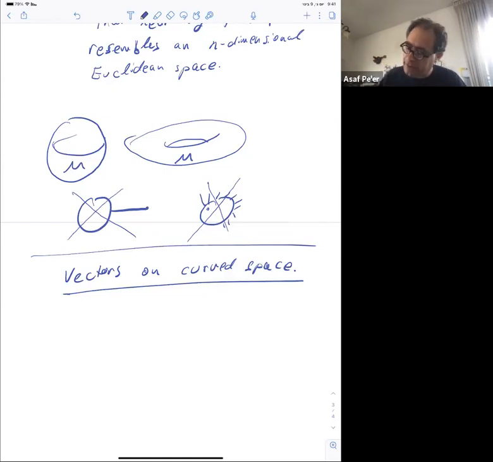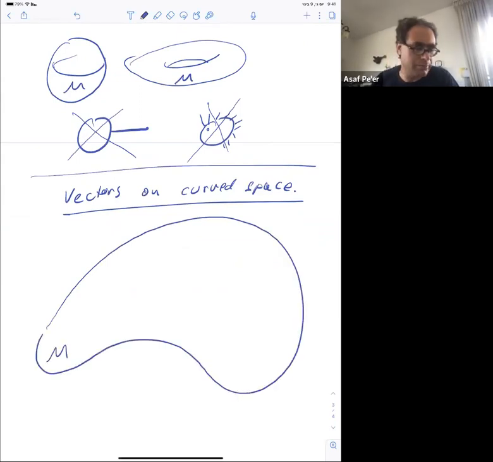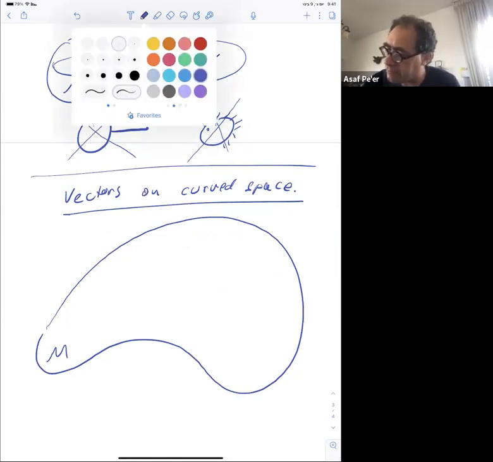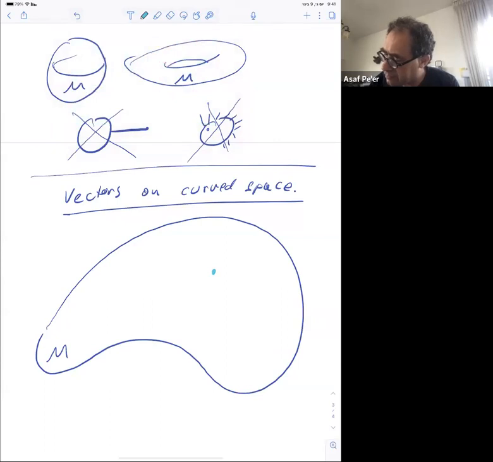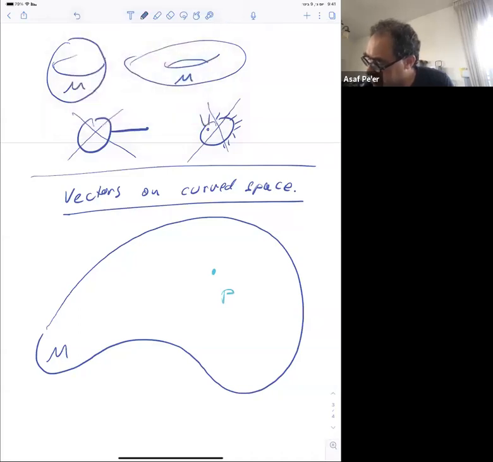Here's how we do it. We take a manifold M, of whatever dimension, and I specify a point P on that manifold. Now I can look at all the curves in that manifold that go through P. So this is a curve in that manifold that goes through P.